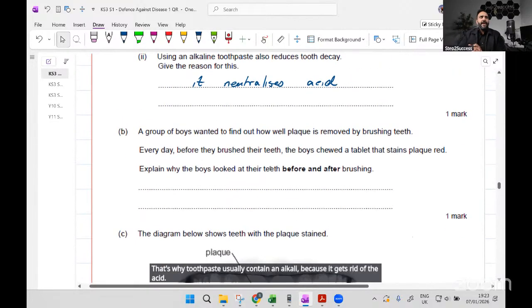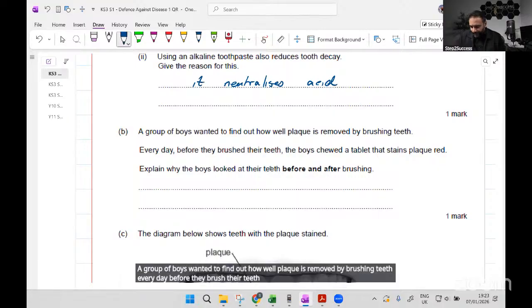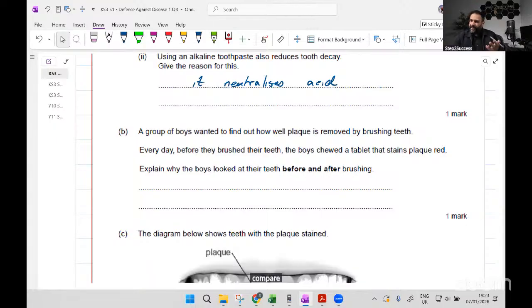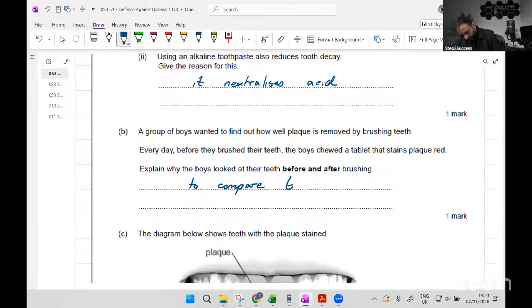A group of boys wanted to find out how well plaque is removed by brushing teeth. Every day before they brush their teeth, the boys chewed a tablet that stains plaque red. Explain why the boys looked at their teeth before and after brushing. Because they were trying to compare. That's why you do things before and after. You compare the amount of plaque before and after, because they'd be able to see it if it was there, because it'd be red.